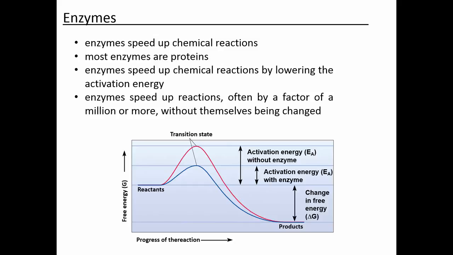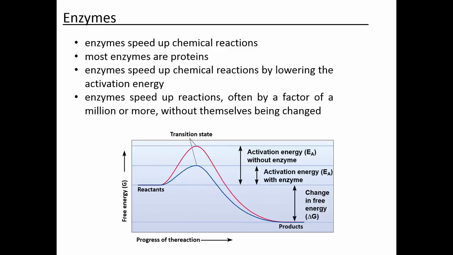So when you're looking at this graph here, this is something like graphs we've seen before. On the y-axis you have free energy, and then on the x-axis you have the course of the reaction. So you're going from reactants to products. What they're showing you here is we're going to look at the red line first. Here's the free energy of the reactants. And then you have this thing, we're not going to get into what it is, but it's called the transition state.